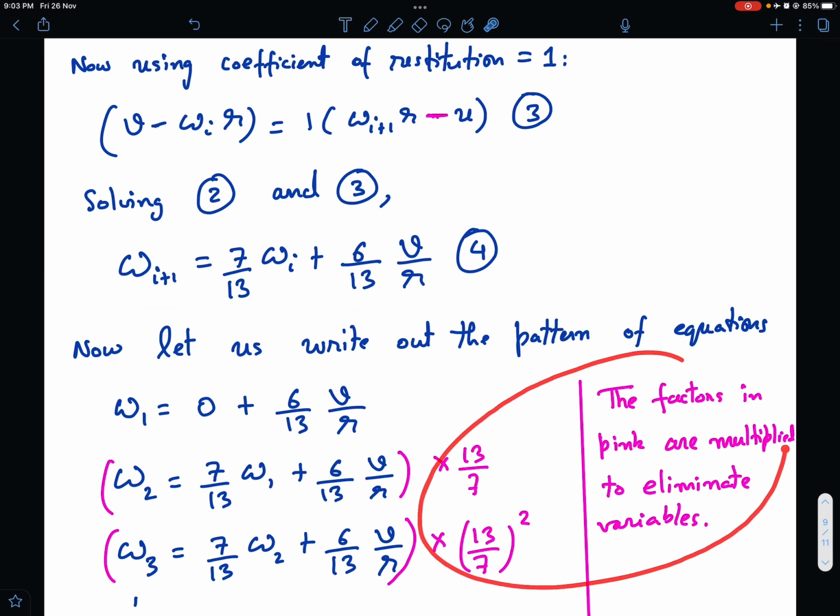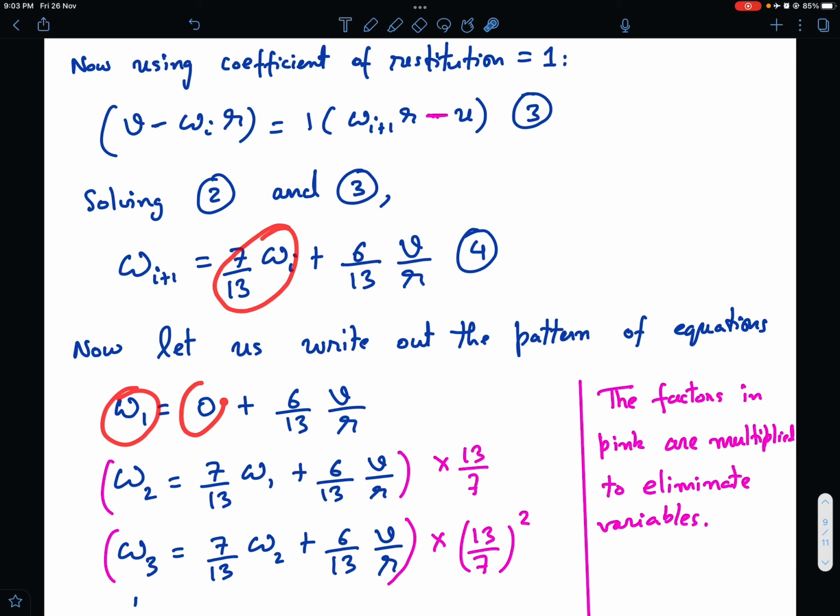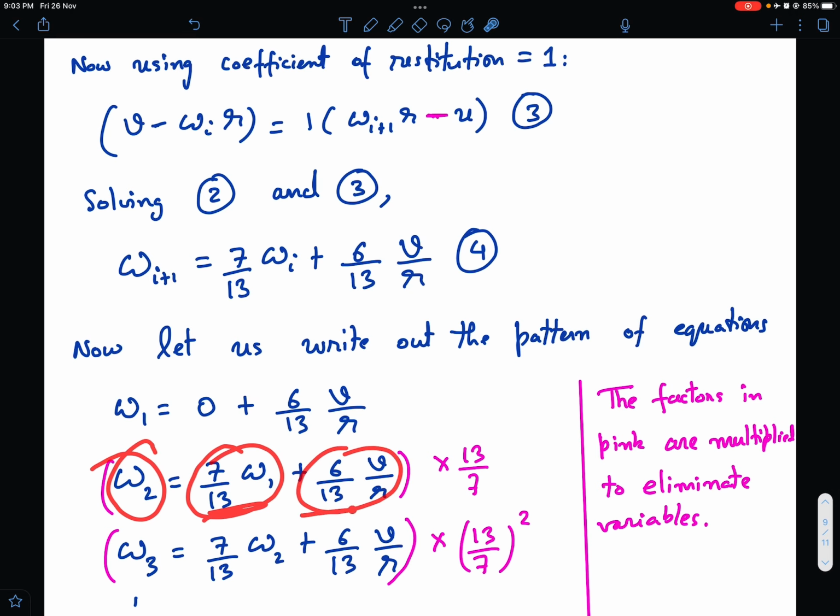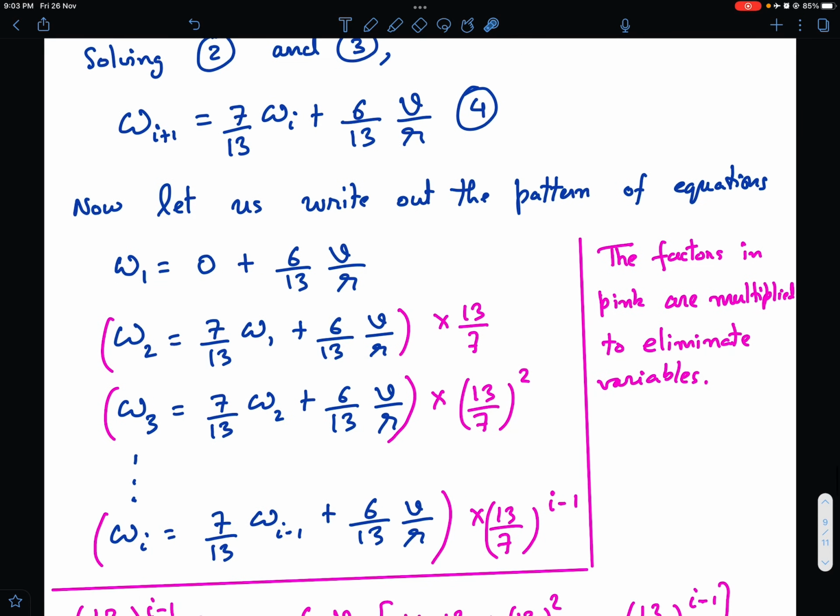Right now forget whatever I have done in pink, just look at whatever I have done in blue. So omega 1 will be what? After the first collision, initial omega is 0. So 7 by 13 into 0, that is 0, plus 6 by 13 v by r. So this will be the angular velocity after the first collision. Then what about omega 2? Omega 2 will be 7 by 13 omega 1 plus 6 by 13 v by r, and so on. I have written the pattern. So similarly omega I will be what? 7 by 13 omega I minus 1 plus 6 by 13 v by r.